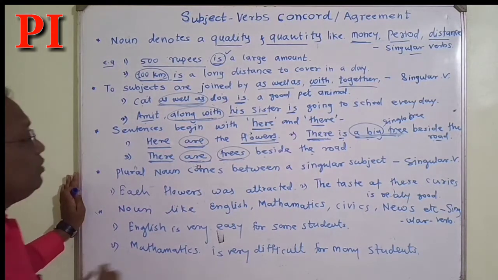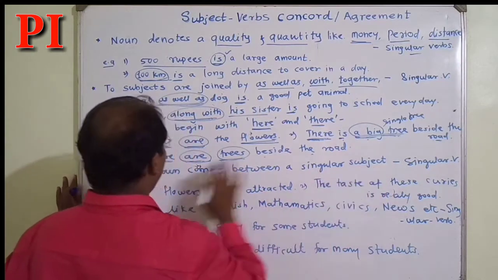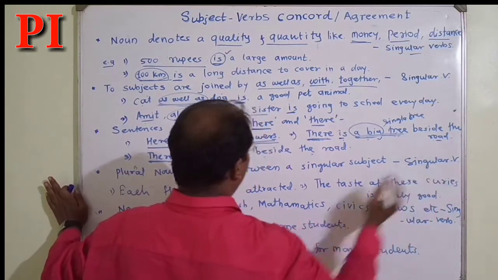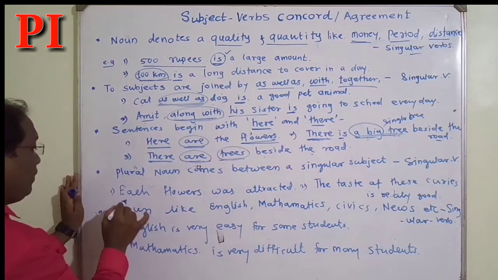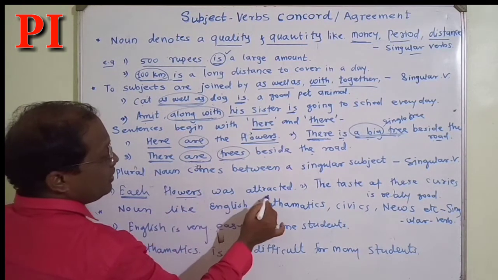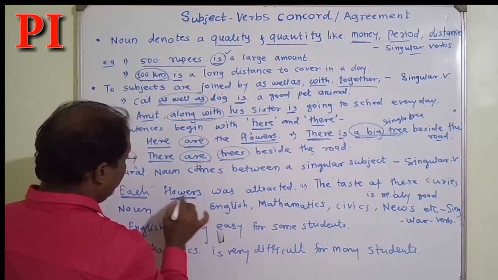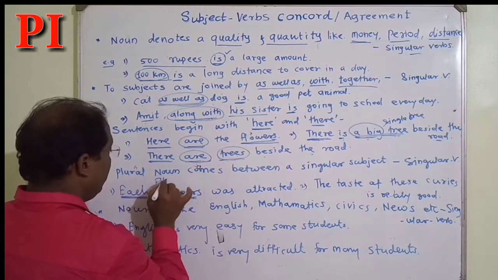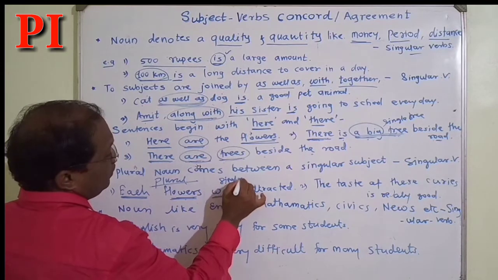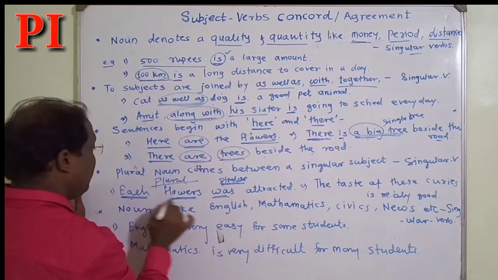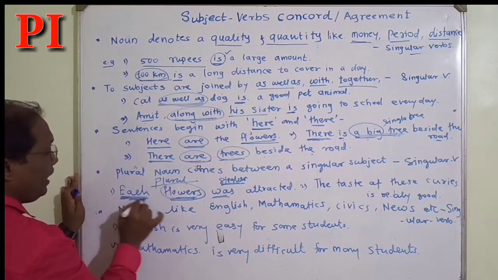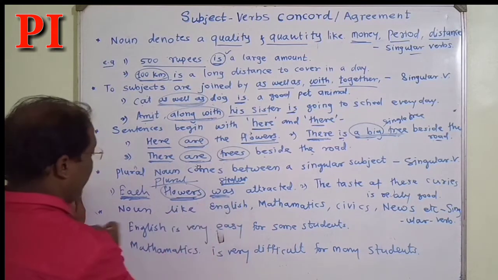According to the subject, we use a singular or plural verb. Third rule: when a plural noun comes between a singular subject, at that time use the singular verb. For example: Each flower was attractive. Flower is also many flowers, but each separates every flower. Therefore, we use was here.